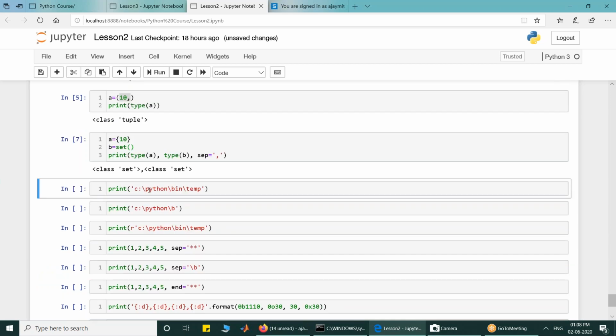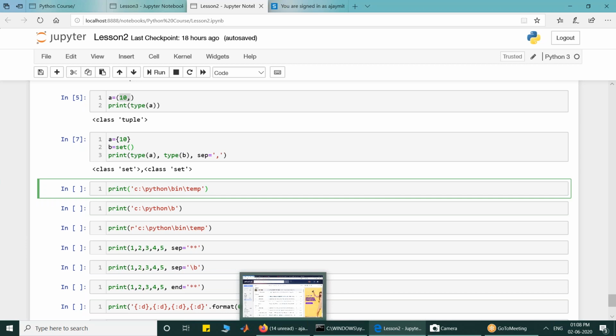Look at the next one. Tell me what would be the output if I write C:\Python\bin\temp. Everyone should do it without executing it. Remember, students, don't execute it. Just recall the concepts that we have already discussed and try to answer it.